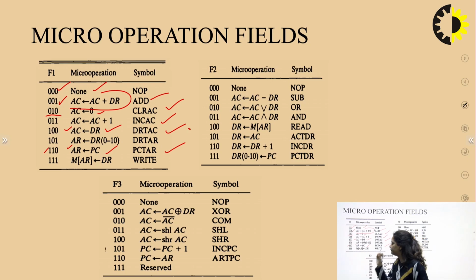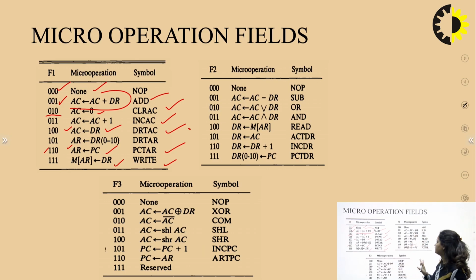It means if F1 contains the binary bits 110, then we have to perform this particular operation. Then we have a write operation also. In the write operation, we have to transfer the content of this data register into some memory, M of AR. M of AR means some address of the main memory where this content needs to be stored. So these are the 7 micro operations of the F1 block.